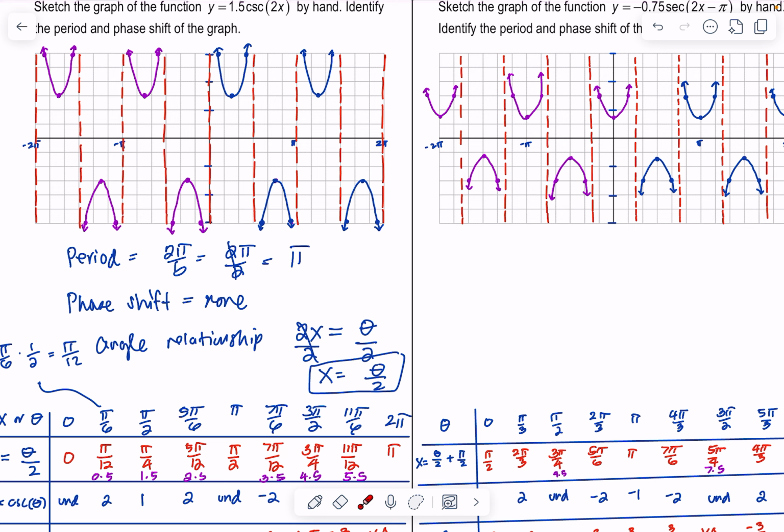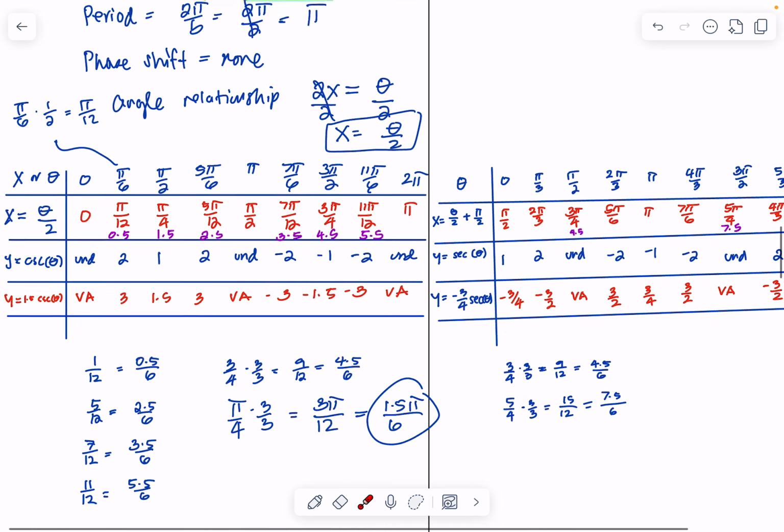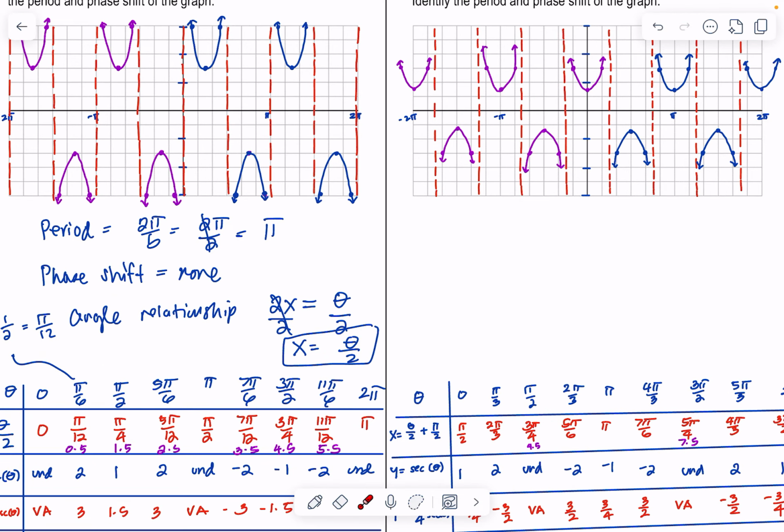And then followed by 7 pi over 12, which is at 3.5. And so if I count from here, 1, 2, 3. So 3.5 is -3. And then followed by 4.5, which is -1.5. And then 11 over 12 is 5.5. It's right over here. It has a y value of -3. So this is this one. And again, it just keeps repeating.